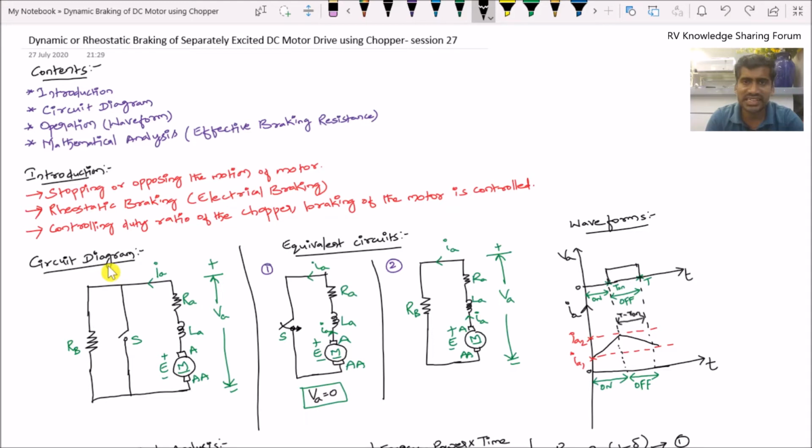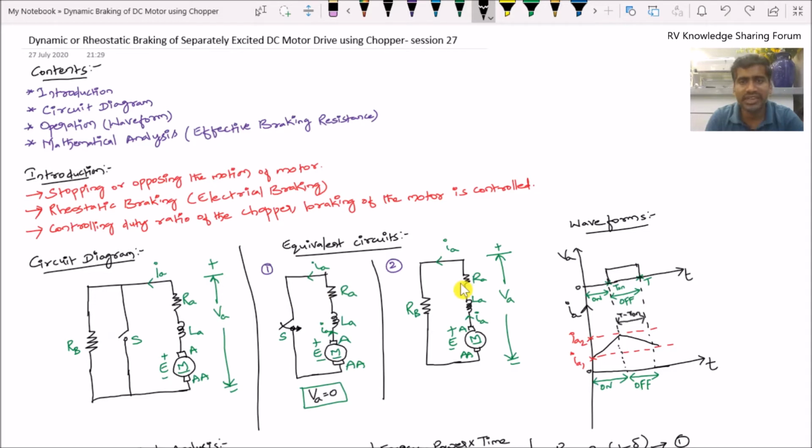First, let us discuss the circuit diagram. In this circuit diagram, the DC supply voltage is replaced by the braking resistance RB. So RB represents the braking resistance. And S is a switch which acts as a chopper. This may even be a transistor. RA represents the armature resistance, LA represents the armature inductance, IA represents the armature current, E represents the back EMF of the motor, A and AA are the armature terminals of the motor, and VA is the armature voltage across the armature terminals of the motor.